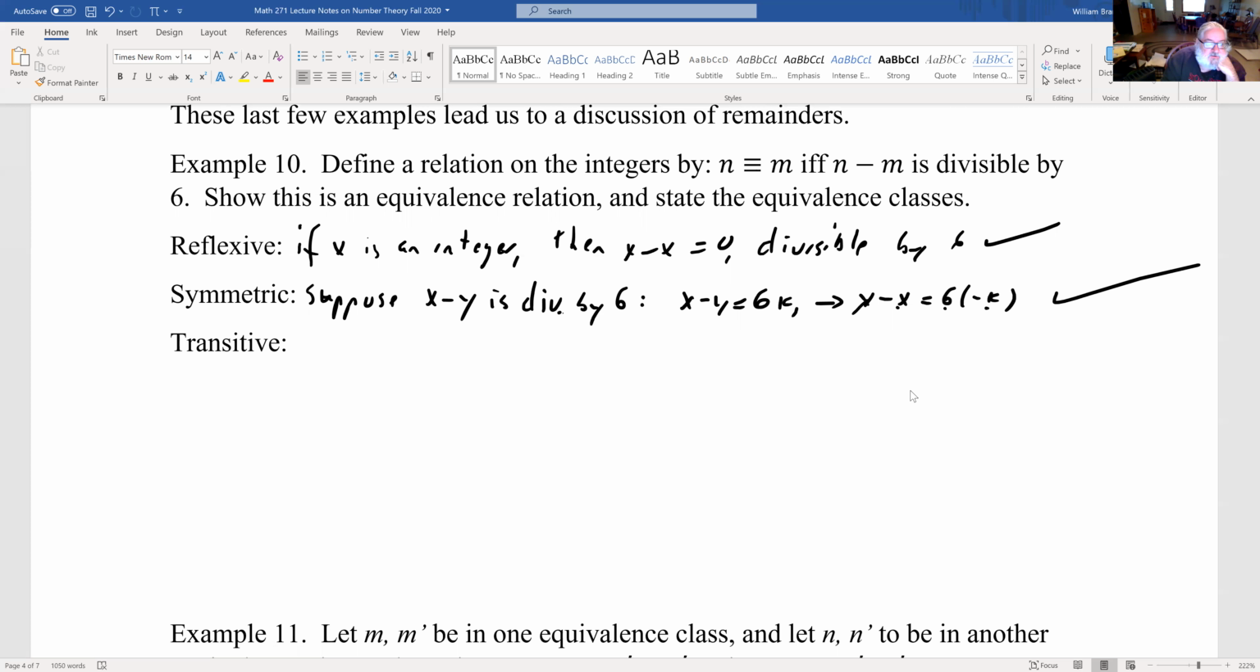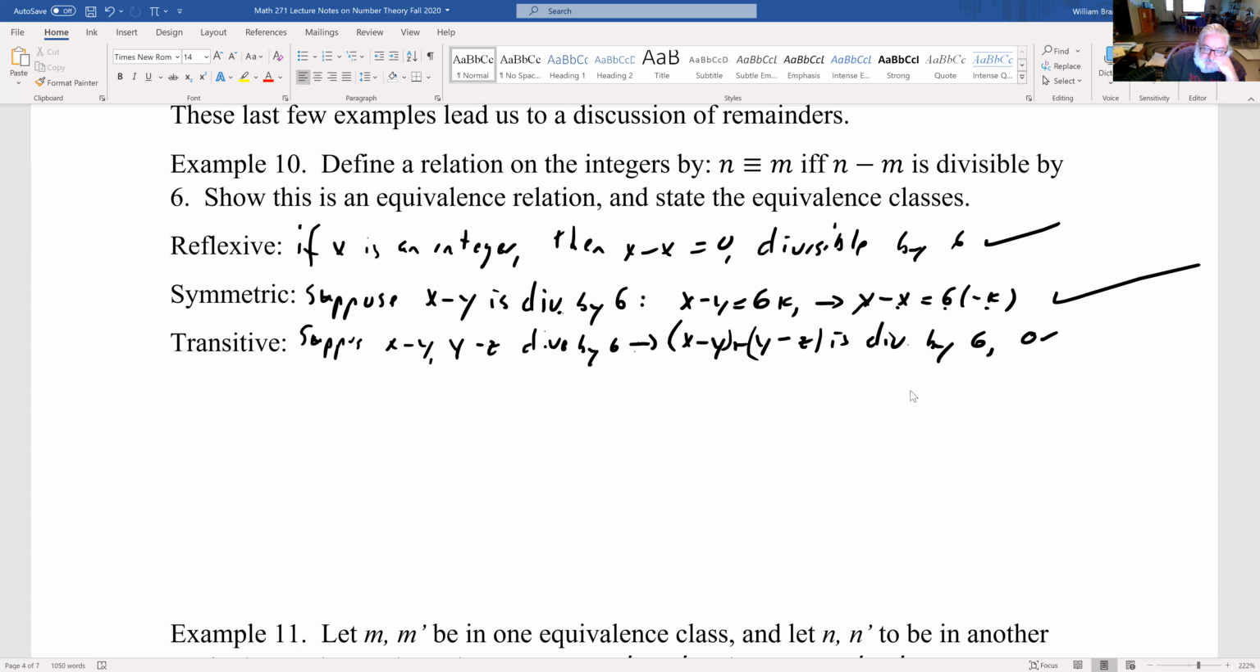Transitive: suppose x minus y and y minus z are divisible by 6. What does that get me? Well, that tells me that x minus y plus y minus z is divisible by 6 because that's divisible by 6 and that's divisible by 6. But the y's cancel out, so that's the same thing as saying x minus z is divisible by 6. So it's transitive, right? If x minus y and y minus z are divisible by 6, so is x minus z. So it's an equivalence relation.